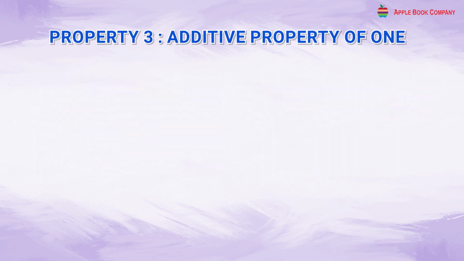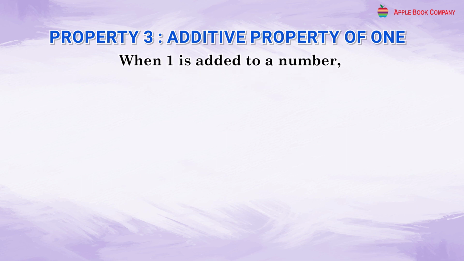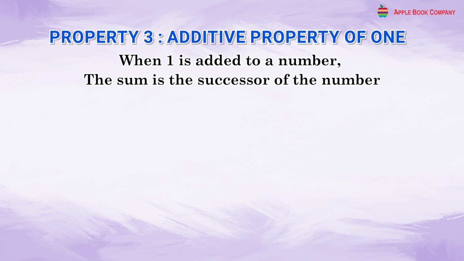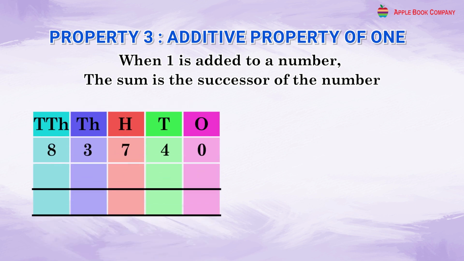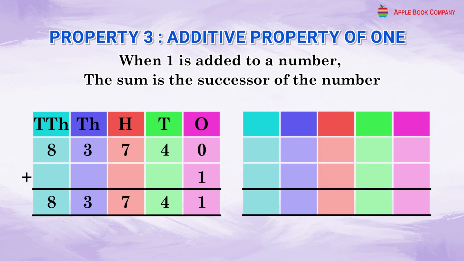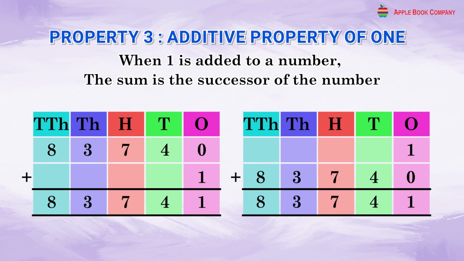Property 3: Additive property of 1. When 1 is added to a number, the sum is the successor of the number. Example, 3740 plus 1 is 3741. Similarly, 1 plus 3740 is also 3741.